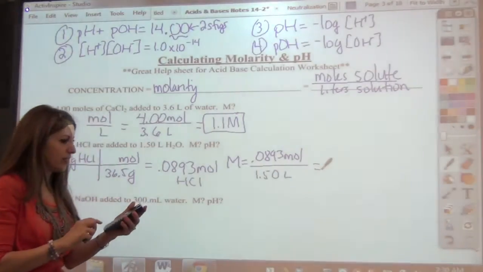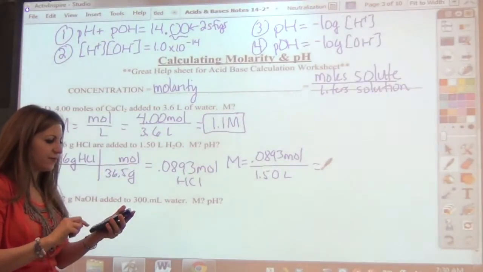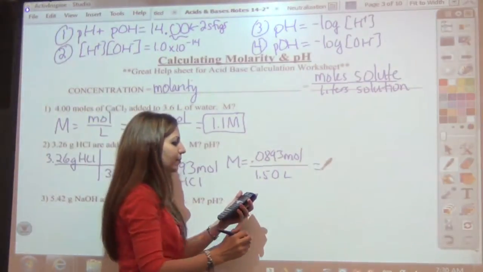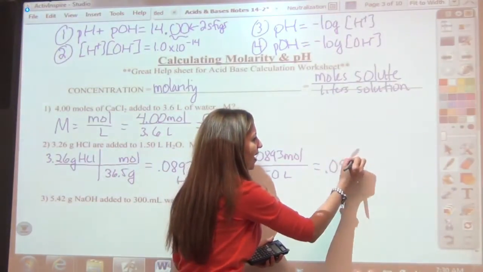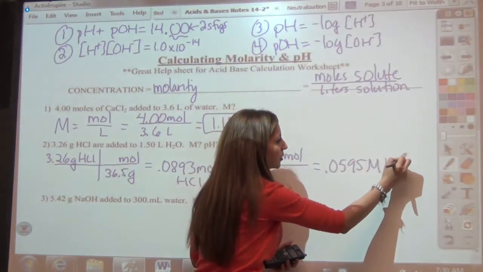And so take your answer and just divide it by the 1.5. And I'm getting 0.0595 with 3 sig figs. 0.0595 molar HCl.